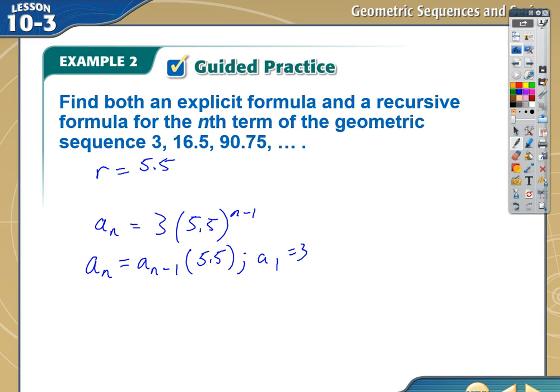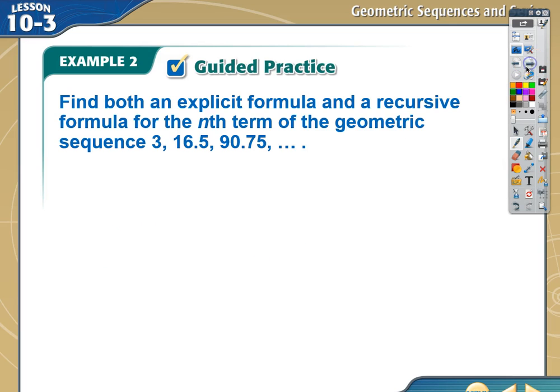Hey, did you get those as your answers? If you did, you're right on track. Again, I should be checking myself. Does this r value of 5.5 make sense? Yes, because each number gets bigger and bigger and bigger. So my r value better be above 1. Okay? Let's go next.